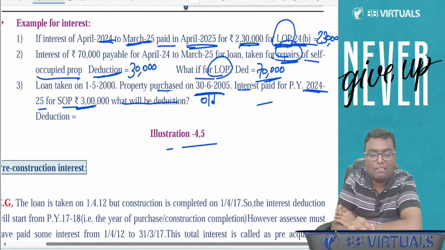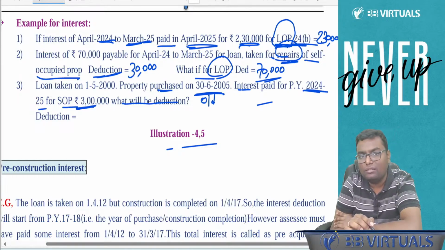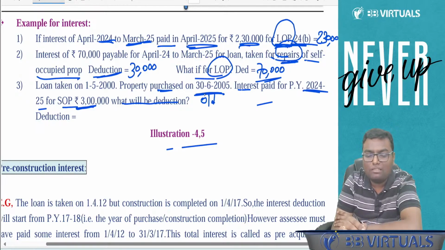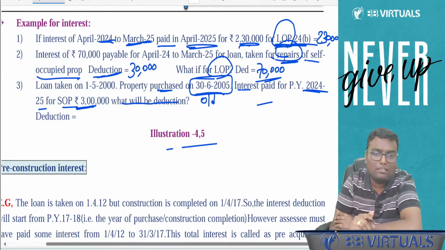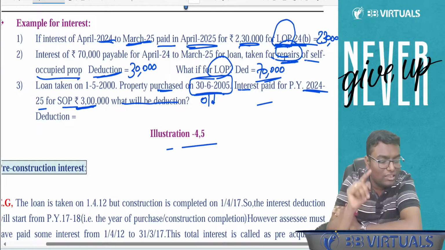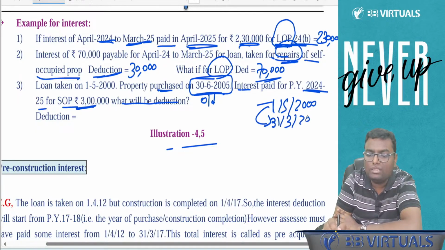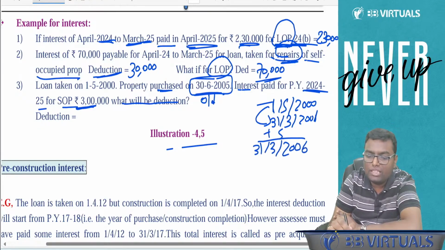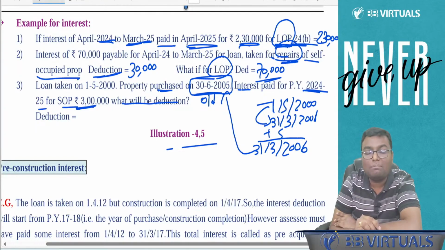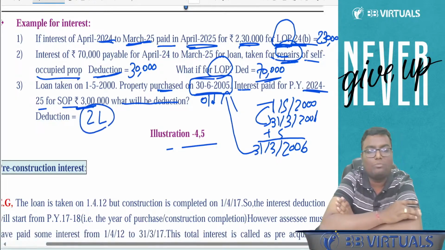The loan is taken to purchase the house. Two conditions need to be fulfilled for a deduction of rupees 2 lakh. Purchase or construction to be completed on or after 1st April 1999. And second, it should be completed within 5 years from the end of the year in which the loan is taken. The loan is taken on 1st May 2000. End of the financial year is 31st March 2001 plus 5 years, 31st March 2006. And before 31st March 2006, the property is purchased. So the limit of rupees 2 lakh will be applicable and hence deduction of rupees 2 lakh.